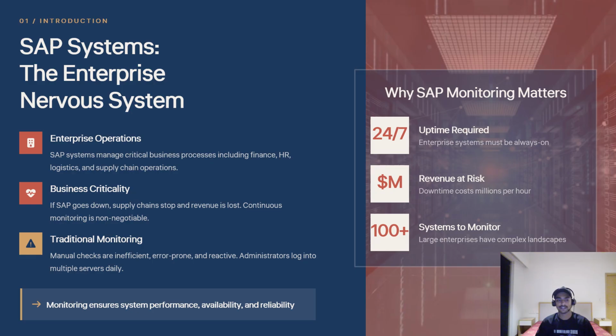Let's see what SAP is. SAP is a leading global provider of enterprise resource planning, ERP, software. In a large enterprise environment, SAP systems act as the nervous system, managing everything from finance to supply chain. However, many organizations still rely on manual monitoring.